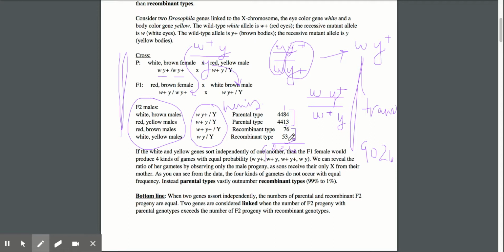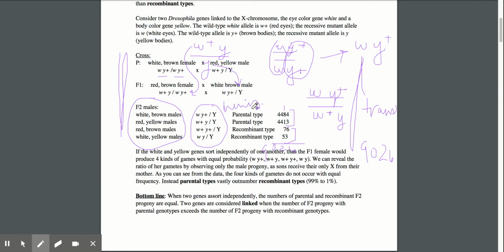So we have these two that are recombinants and these two that are parentals. How do I know that? Because these two are about the same amount and they're big, and these two are about the same number and they are smaller. So if there was no linkage, I would expect about equal, right? 1 to 1 to 1 to 1 in this cross for the males. But I don't see that. I see two that are abundant, they must be the parentals, and I see two that are small, they must be the recombinants.